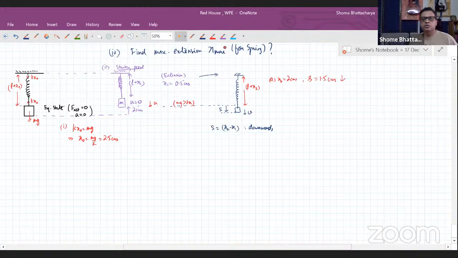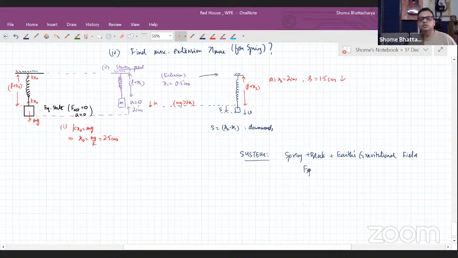Okay. So now I have to apply work energy theorem. So for that, the first thing I'll need to do is define my system. So the most convenient thing to do here would be to take my system as the spring plus the block plus the Earth's gravitational field. Okay, because then what happens? Both the forces acting on the block, the spring force as well as mg, are internal conservative forces.